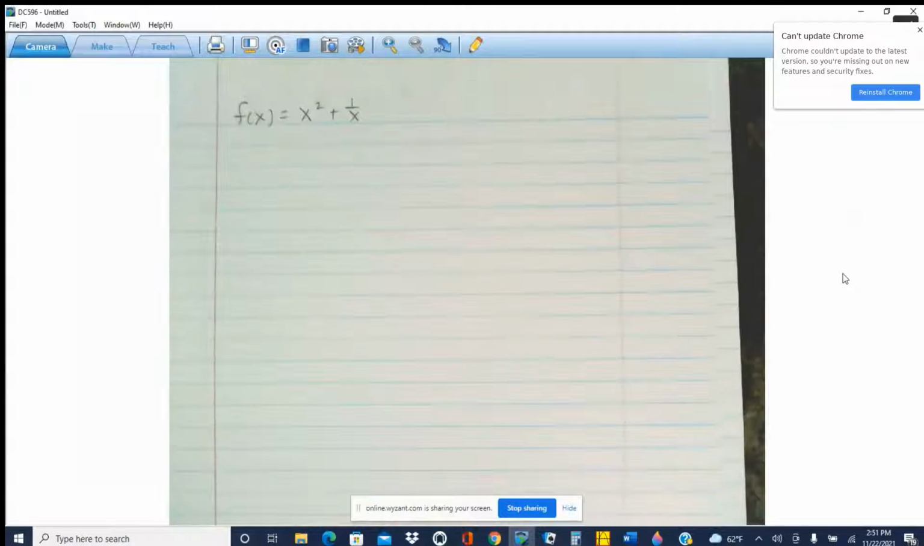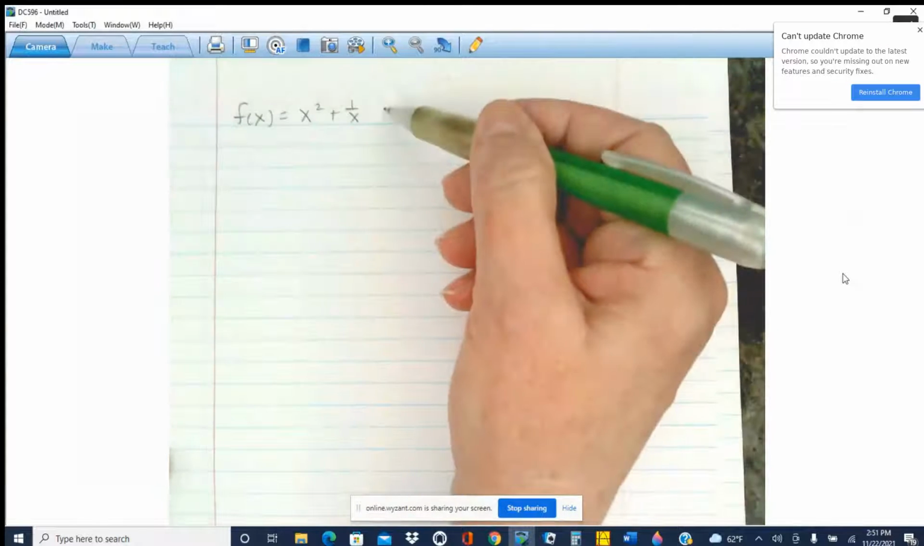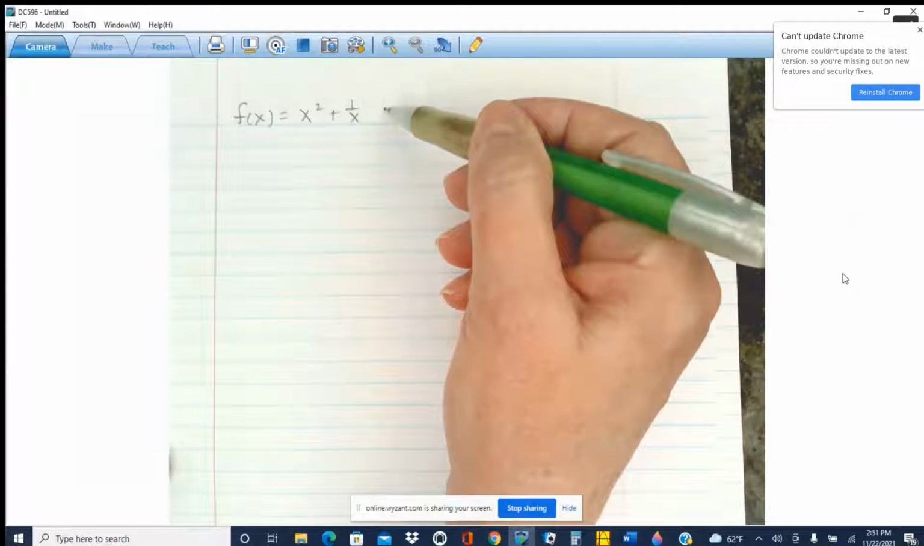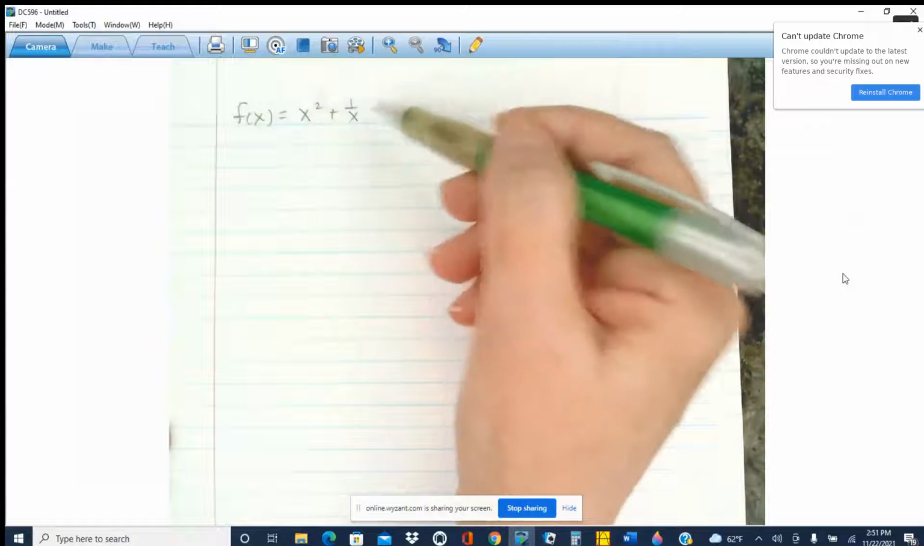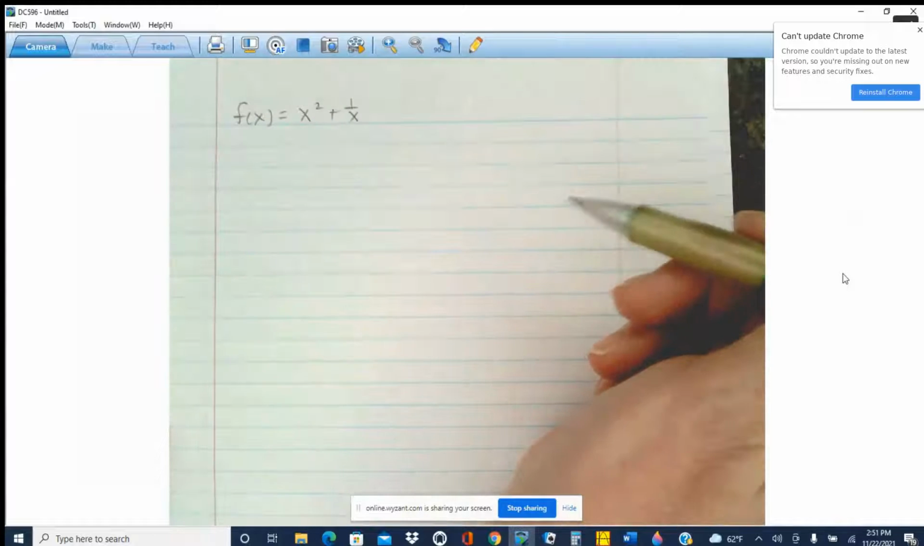Okay, here's the first one. You need to define the derivative of this using the definition of the derivative and then use the power rule and the quotient rule to confirm your answer.